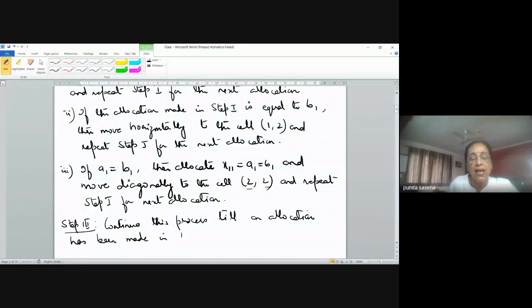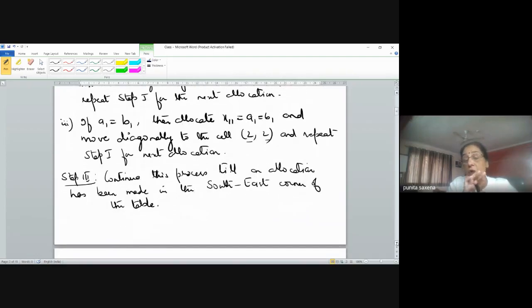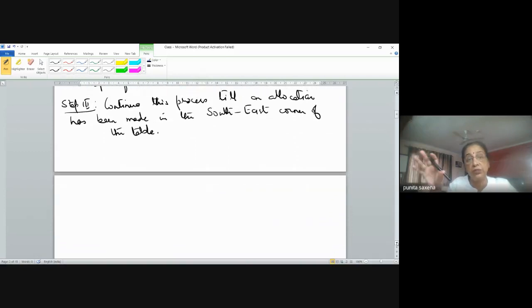In the, see, we started with northwest. So where should we end? Southeast, the corner of the table. That means the right hand bottom corner. So the southeast corner of the table. And this is a very logic based allocation that we are doing. Obviously we are not considering cost at all. We have not even considered the unit cost of transportation in each of the cells where allocations are being made. So it's a random allocation that we have done based simply on logic, nothing else.